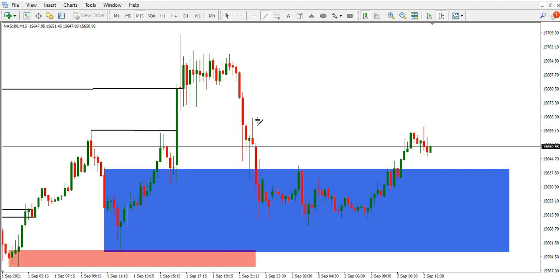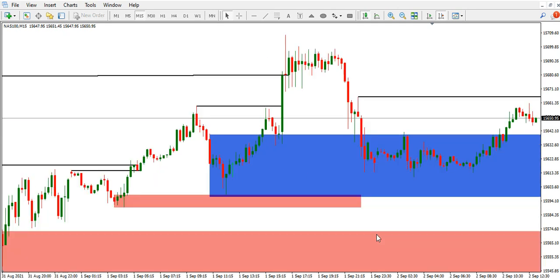Let's first check this one here. So we do not have an equal high, number one. Let's check for equal lows. We'll take from this candle here down to here.